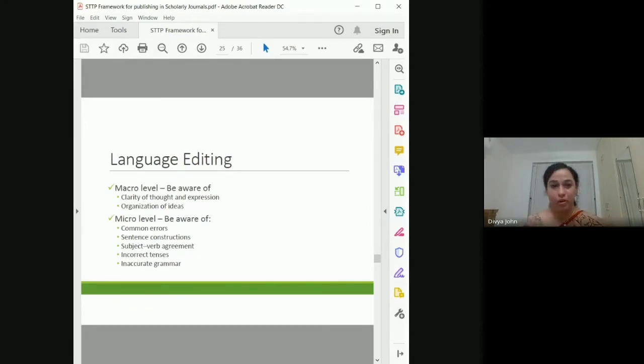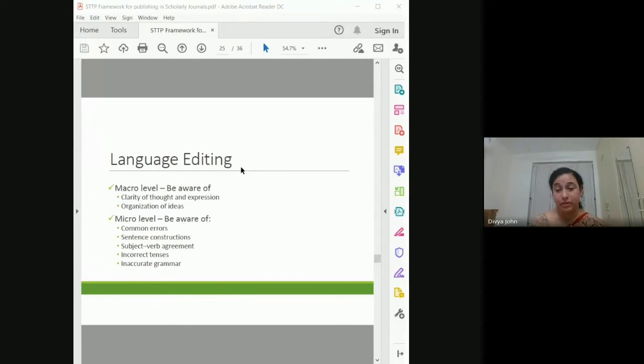Language editing is something that all of you should be careful about. You can do it at a macro level, and you can also do it at a micro level where you look at it word by word. At a macro level, you're looking at whether you've actually conveyed your thought, whether there's clarity in your expression, and whether you've organized your points properly. In micro level editing, you go word by word. If there's clutter in your writing, cut all the clutter.